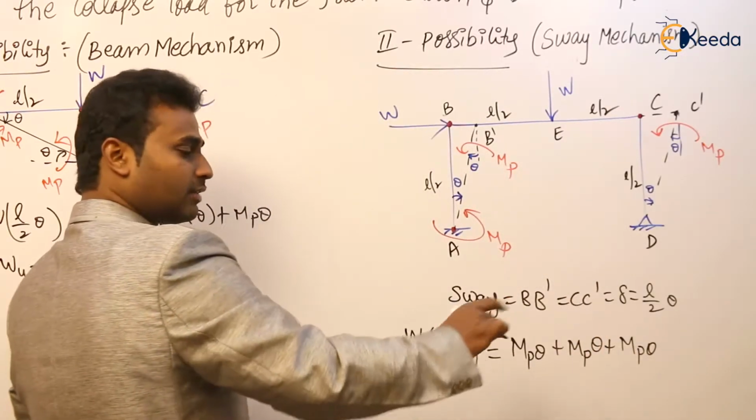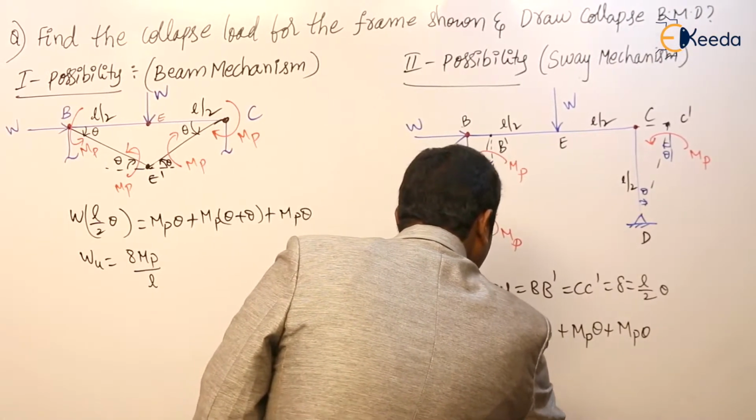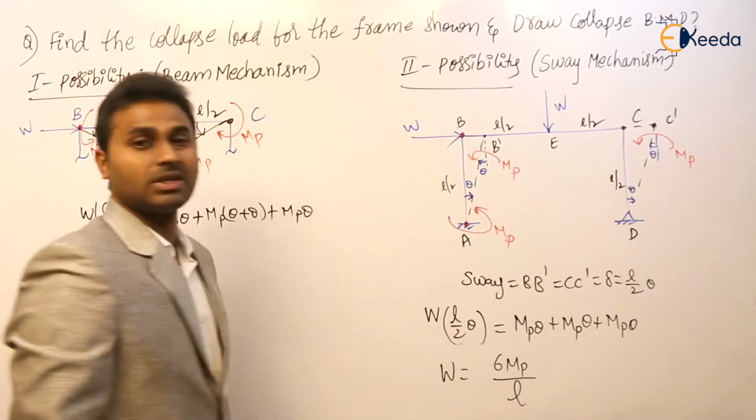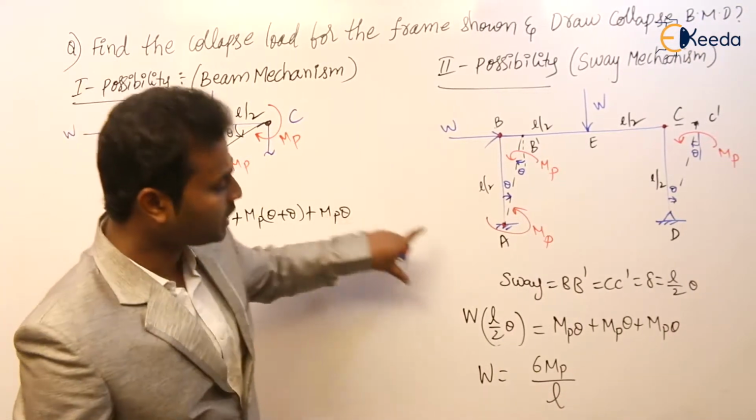So here it is 2. Theta will get cancelled. The collapse load is 6 MP by L. So this is the collapse load in the sway mechanism. So this is how to calculate the collapse load in the beam mechanism and the collapse load in the sway mechanism.